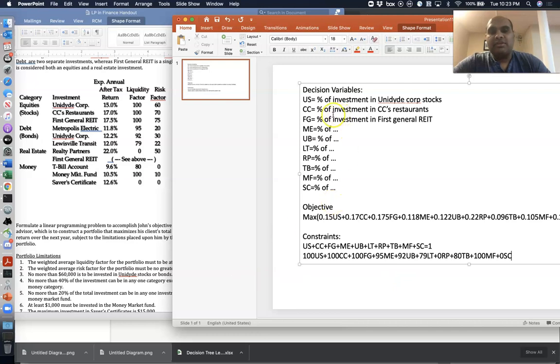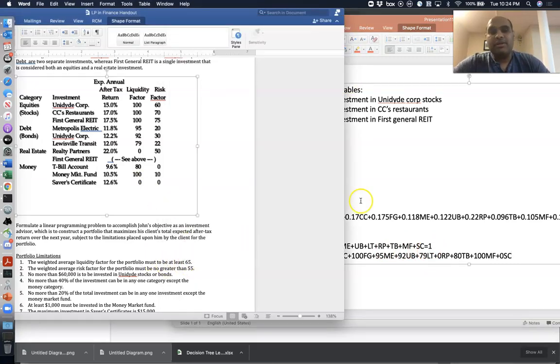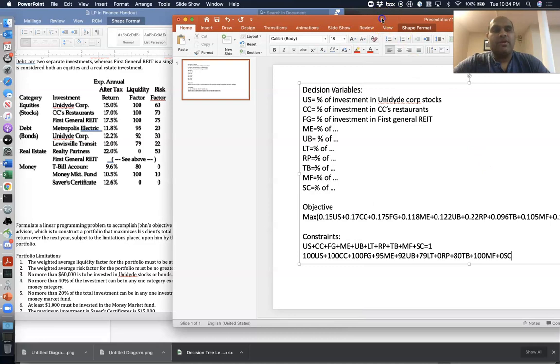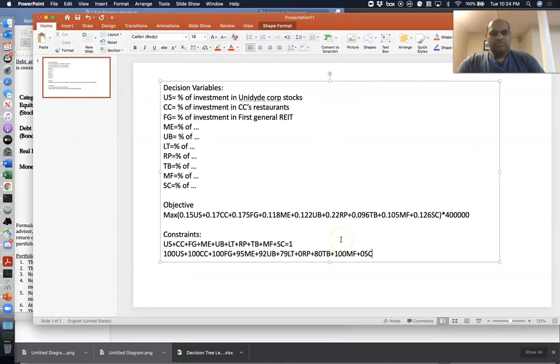Now, let's say that instead of these being percentages of investments, we had actually made them dollar values. Then you would have to write all of this is greater than or equal to 65 times the sum of all the variables. But because we wrote them as percentages, sum of all variables equal to 1 makes our life easier. So the liquidity must be at least 65, greater than or equal to 65. That's the first constraint.